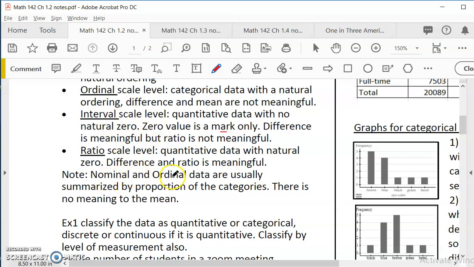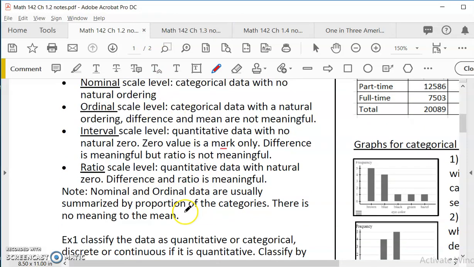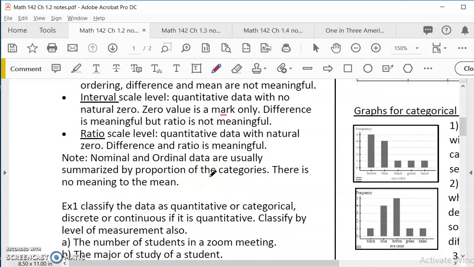For nominal and ordinal, they are usually classifying categorical data. So when we summarize them, we would summarize what percentage belongs to a particular category. So you would not calculate the mean. The average of something is not meaningful.